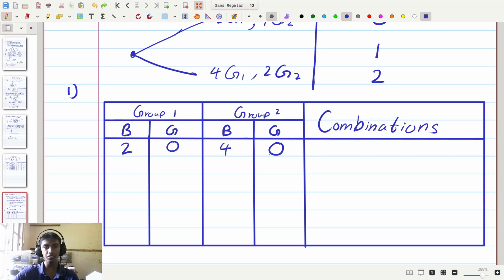We can actually erase it. We could write that the number of combinations is 0 as well, but we can erase it because it's not relevant to our question.